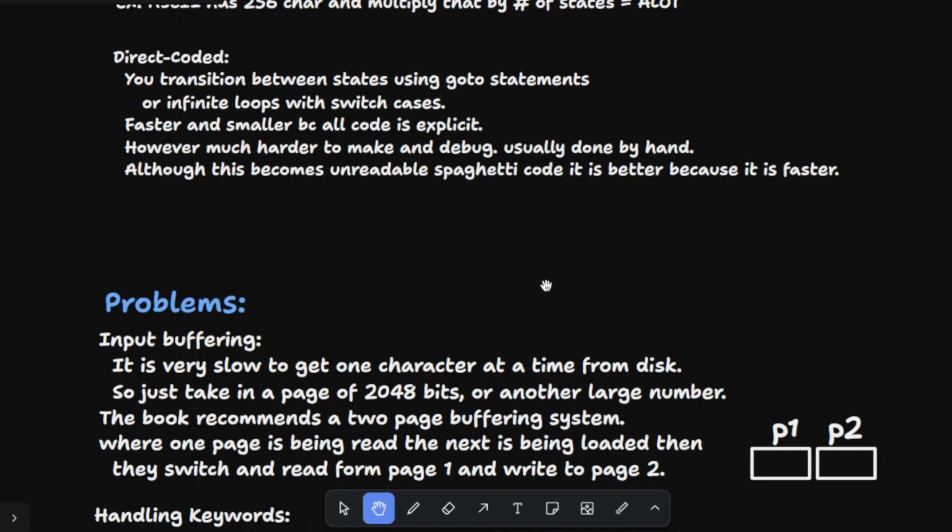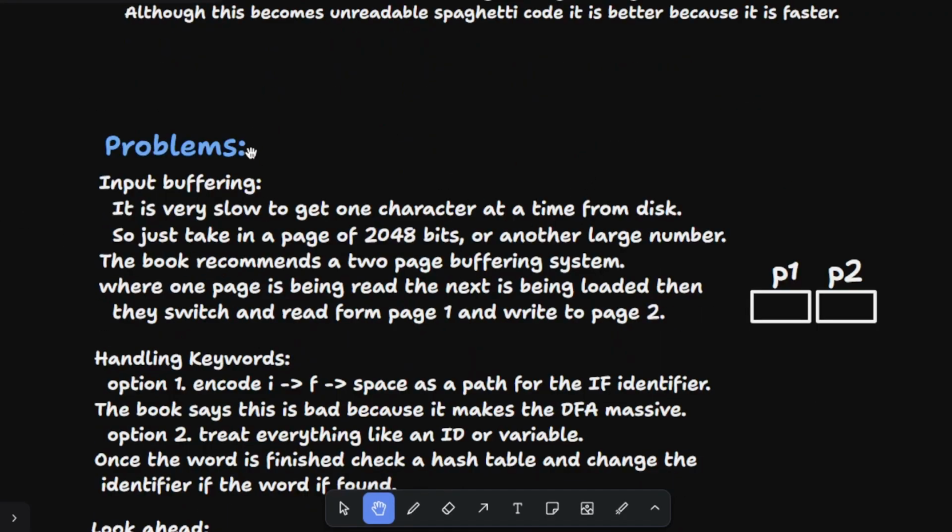So what are some of the problems we have with this scanner? Well, we have input buffering problems. It's very slow to get one character at a time from the disk. So simply take a page, whatever the page is for your machine, or just take a large number, like 2048 bits, or some other large number, and just take one page of the characters at a time. The book recommends a 2-page buffering system. This is where one page is being read while the other is being loaded, and then they switch, and the other page is being read and the other page is being loaded.